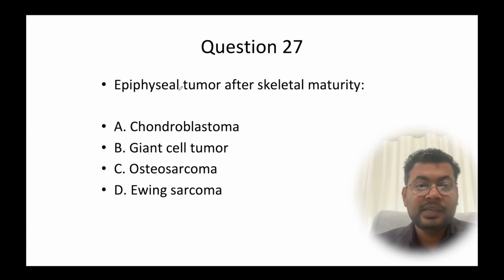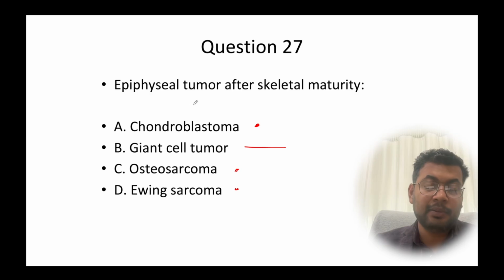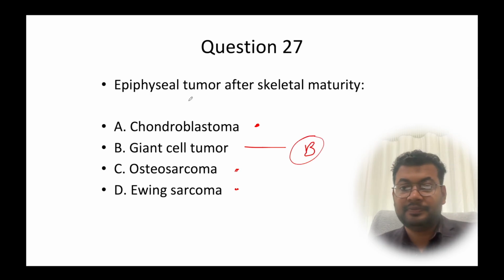Epiphyseal tumor after skeletal maturity: chondroblastoma is before skeletal maturity, osteosarcoma is metaphyseal, Ewing sarcoma is diaphyseal, GCT is epiphyseal after skeletal maturity. So the answer is B.